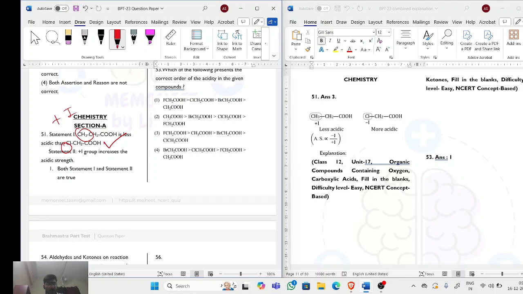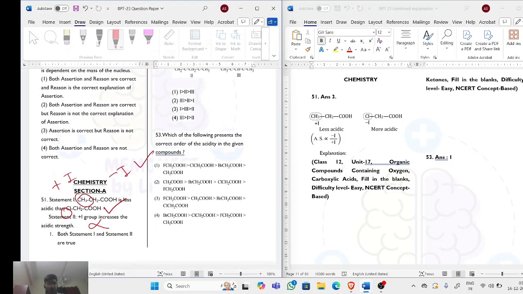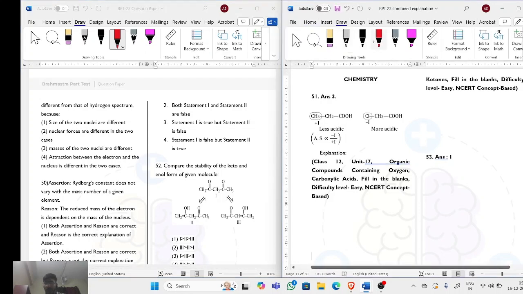And statement 2 says plus I group increases the acidic strength. No, this is wrong. Minus I group will increase the acidic strength. So statement 1 is correct, but statement 2 is incorrect. So option number 3 will be our correct answer.